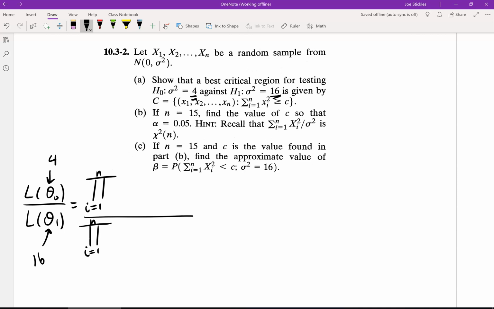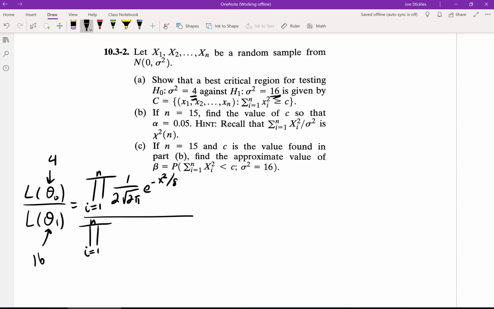So we have a mean of 0 and a variance of sigma squared, but in the first case I want the sigma squared to be 4. So this will be 1 over 2 square root of 2 pi, and then e to the minus x squared over 8.